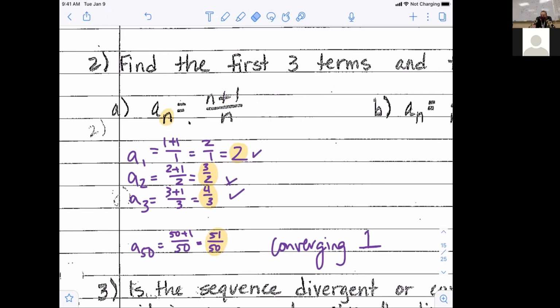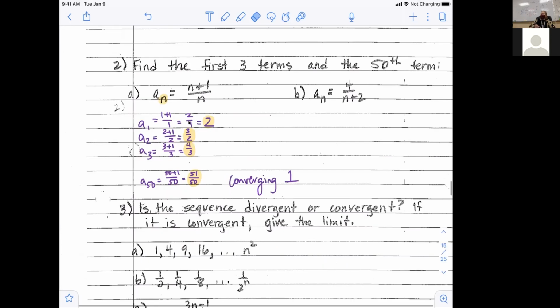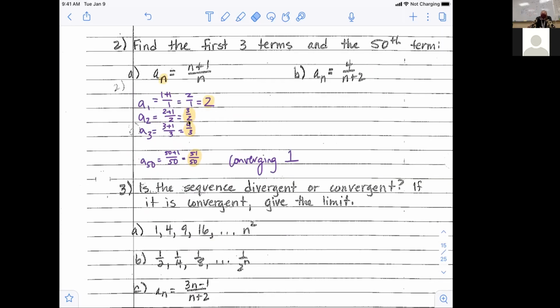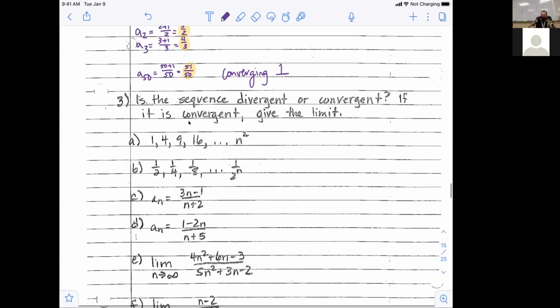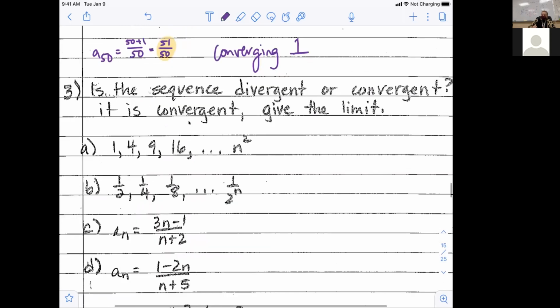Think about it too. We started at 2, and then we got to 1.5. Well, 1.5 is closer to 1 than 2 is. And then 1 1/3 is closer to 1 than 1.5 is. So we're just getting closer and closer. Now, whenever you have a fraction, it's usually convergent. If you don't have a fraction, it's usually divergent because it's going to get really big. So we're going to skip 2b because it just converges to 0. And we're going to do 3a through d.